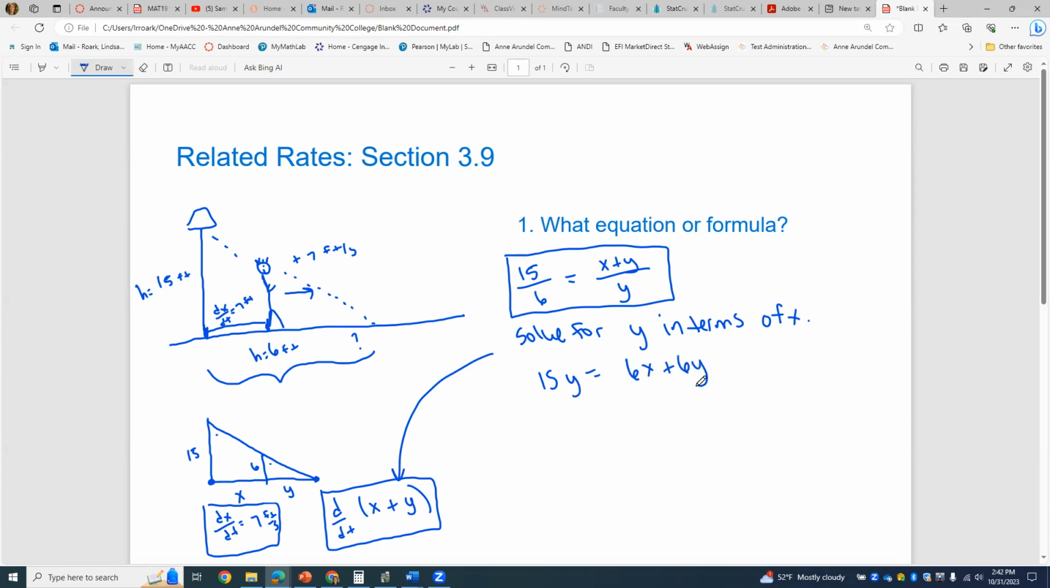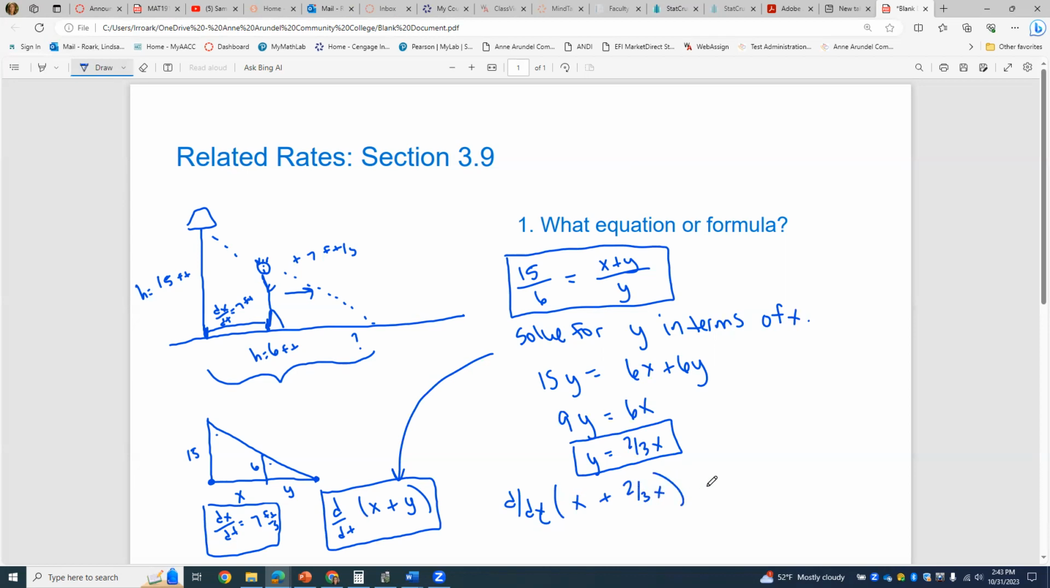So first things first, I'm going to clear the fractions by cross multiplying. Okay, so I'm going to say 15y equals 6x plus 6y. And then I'm going to get my y's together. I'll say 9y equals 6x. So y equals, if I divide by 9, 2/3 x. Okay, so now I can take that and evaluate the derivative of x plus, instead of y, I'm going to put 2/3 x.